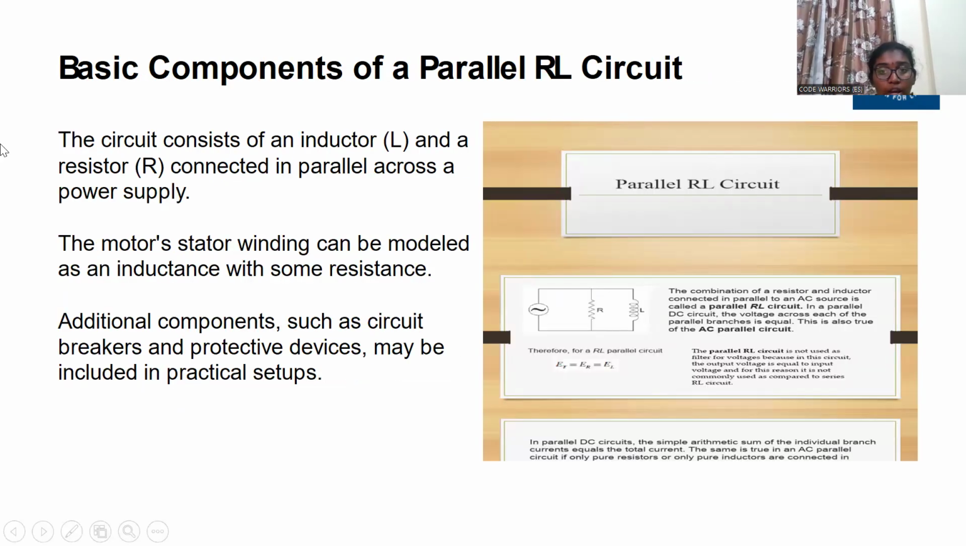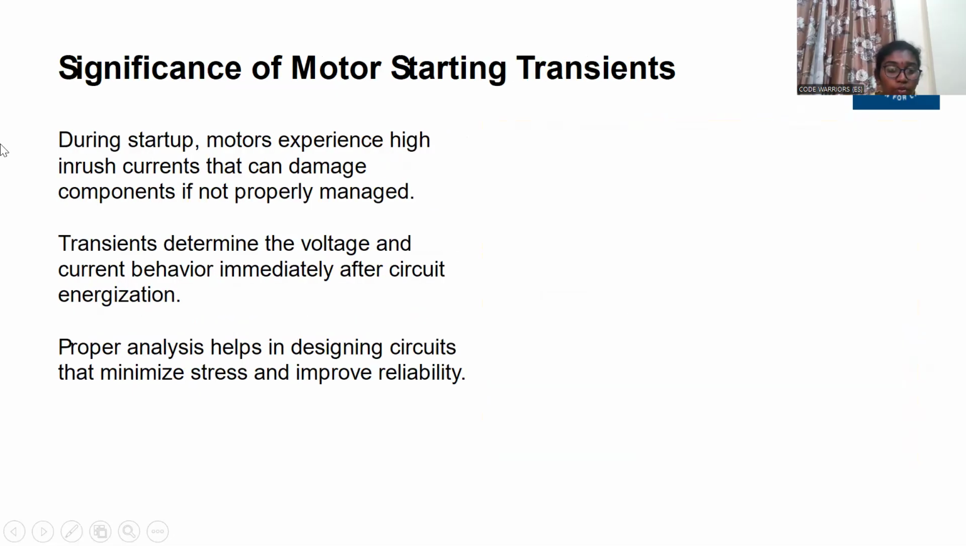Basic components of a parallel RL circuit. The circuit consists of an inductor and a resistor connected in parallel across a power supply. The motor stator winding can be modeled as an inductance with some resistance. Additional components such as circuit breakers and protective devices may be included in practical setups.